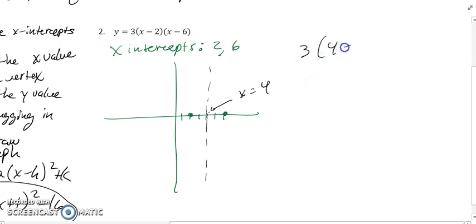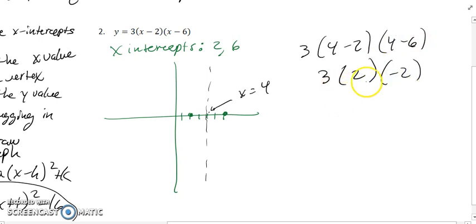So 3 times (4 minus 2)(4 minus 6). So 3 times 2 times negative 2. And so that's negative 12. And that's y equals. So we're going to count by 4s again, actually. That's pretty convenient. So 1, 2, 3, 4. So this would be negative 12. And that dot's going to be right there. And that's going to be 4, negative 12. And so we're getting this from these points right there. Then we're ready to graph.